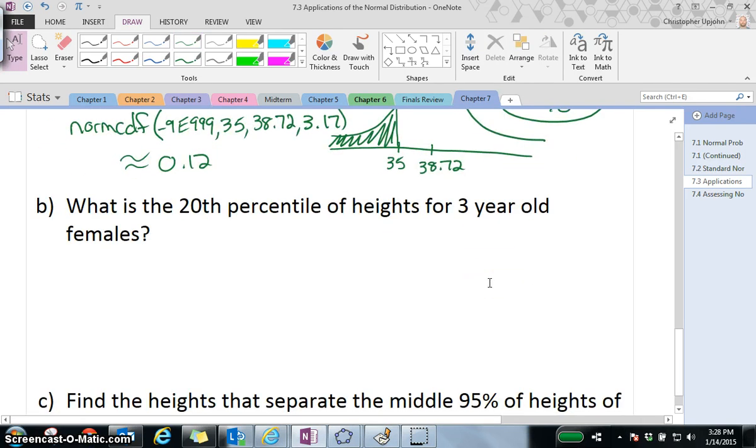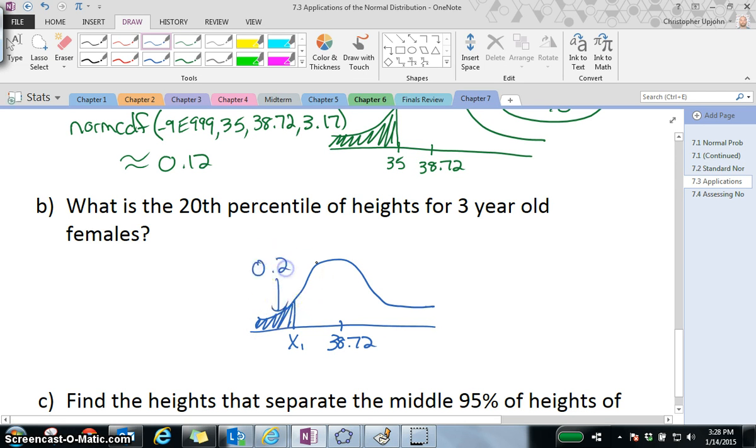Now, if we're looking for the 20th percentile, this time we are given an area. The 20th percentile is below our mean. Again, we know our mean is there. 20th percentile means that 20% of our population, in this case 3-year-old female patients, is below that number. So it's over here somewhere. We don't know the X value. That's what we have to find out. Now we know the area. The area to the left is 0.2. The percentile, change it into a decimal.